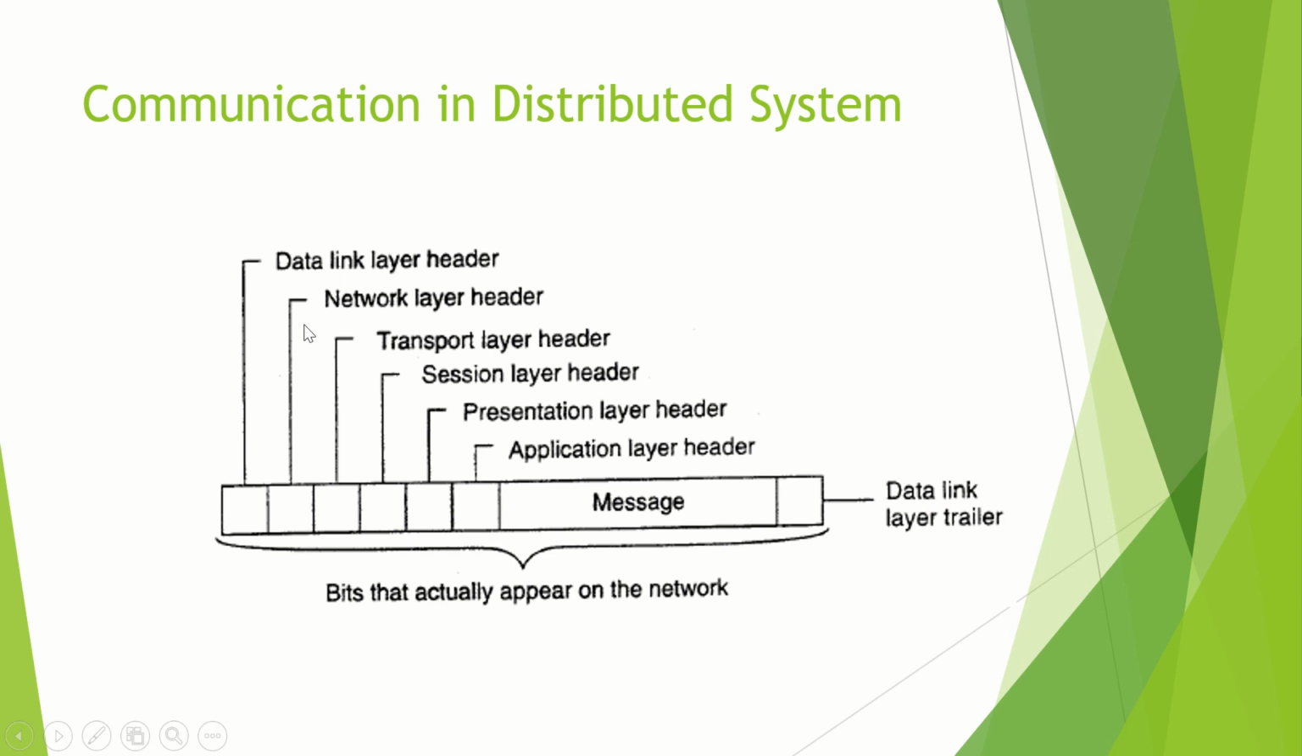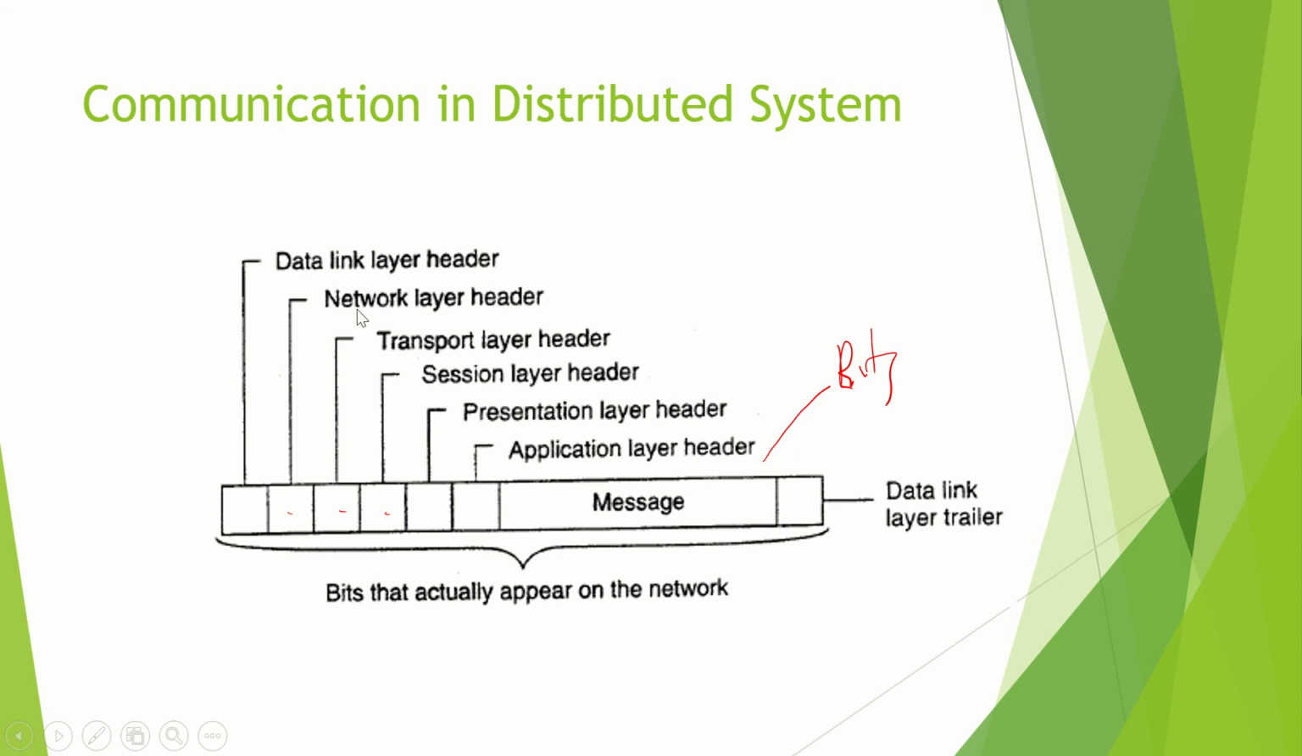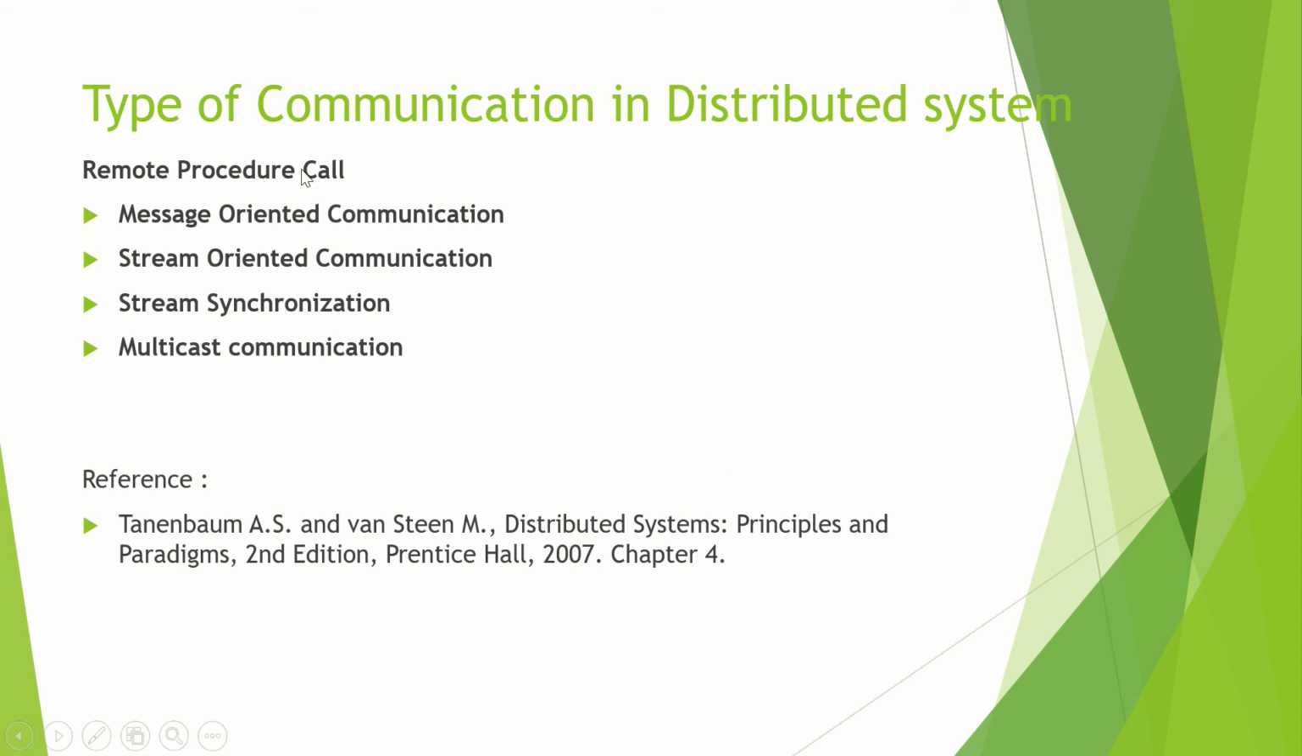So data link layer, network layer. So these are bits. A message comes in bits, okay? And each one has a header: the data link layer header, network layer header, transport layer header, and so on. So this message is bits. Imagine this is like an envelope, and you have to put all the address, the stamp, and everything. The types of communication in a distributed system are message-oriented communication, stream-oriented communication, stream synchronization, and multicast communication.